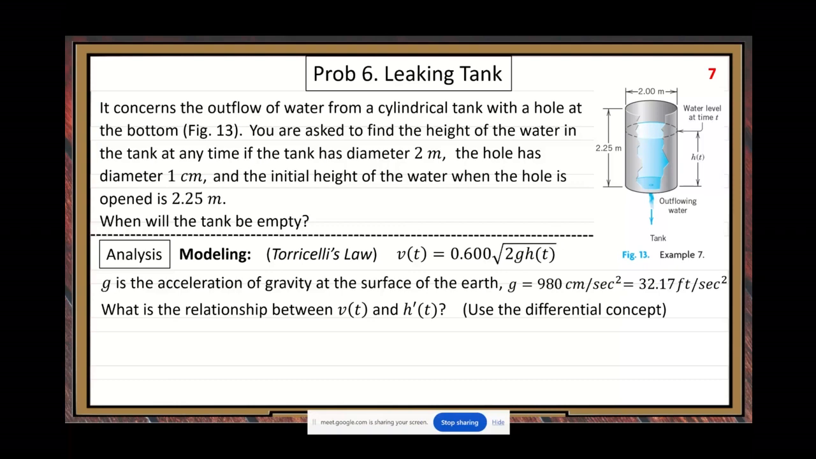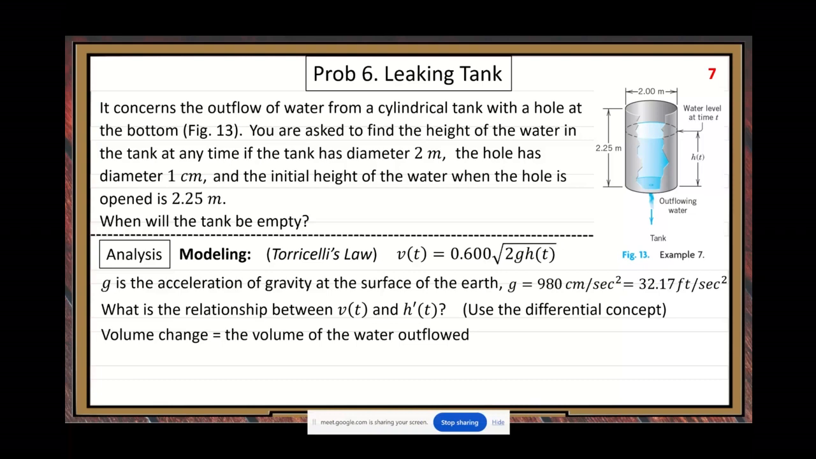Let me show you the detail. Equality: volume change. This volume means the volume change of the water in the tank, which equals the volume of the water flowed out. There is another volume, right? The water flowed out. So we use another expression for the water flowing out.